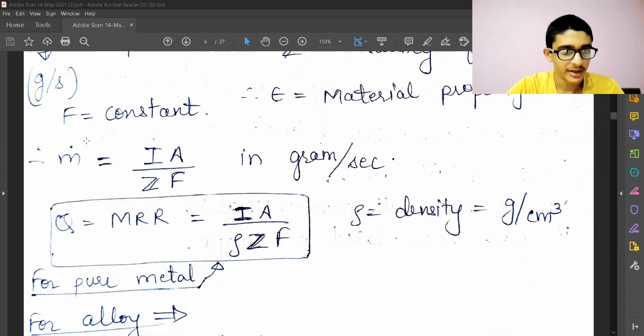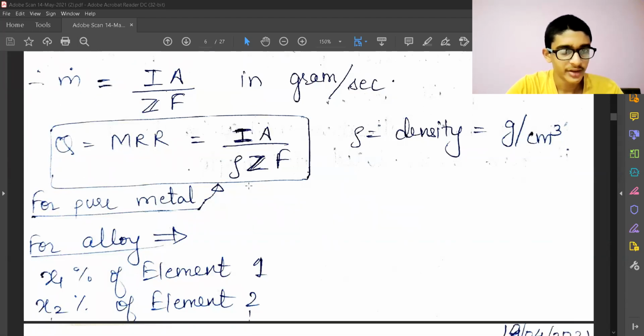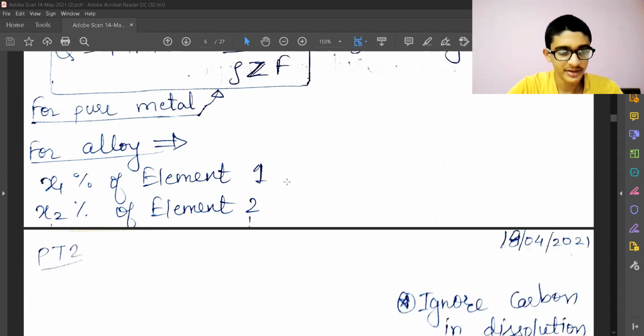So I have converted M dot, the mass flow rate, to the volume flow rate, that is the material removal rate Q. I just divided by density, so we get the volume flow rate. This formula comes only for pure metal. We have not taken any combination of metals or alloys into the picture. So now we'll take the alloys.